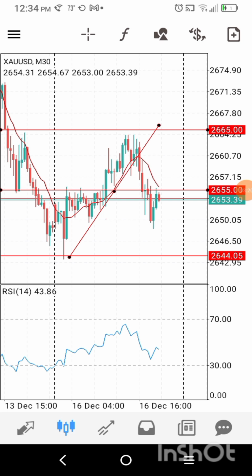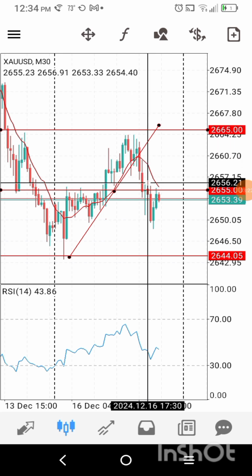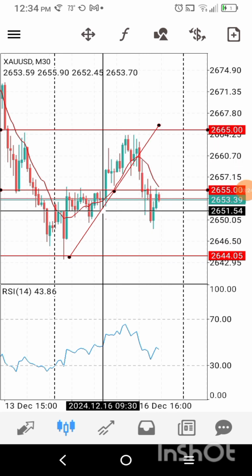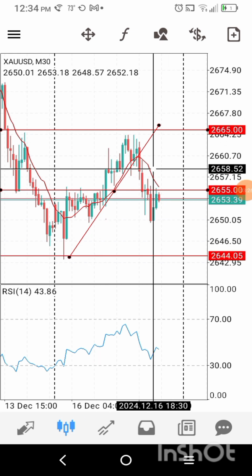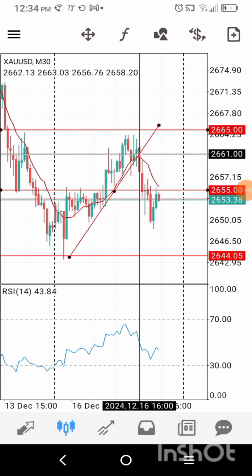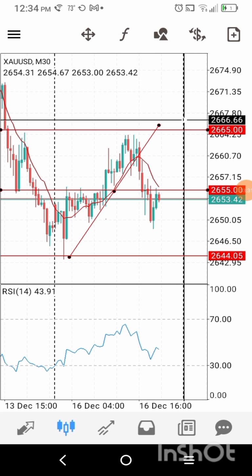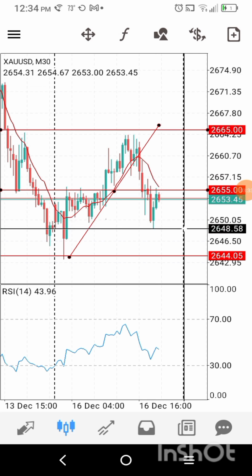But we see price. What did I say? Price will break this trend line. This is how you know. You draw your trend line. It's going uptrend. Draw the uptrend line. Once the price breaks this trend line, it's heading back down. Okay, and it did exactly that, and it headed back down.